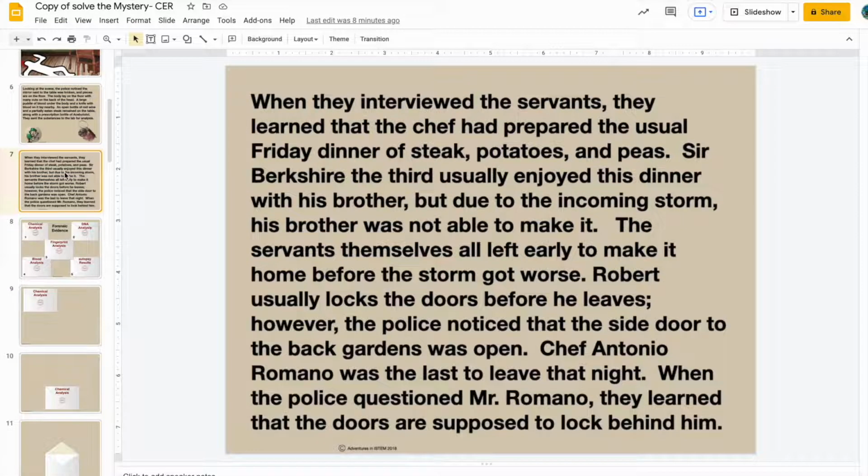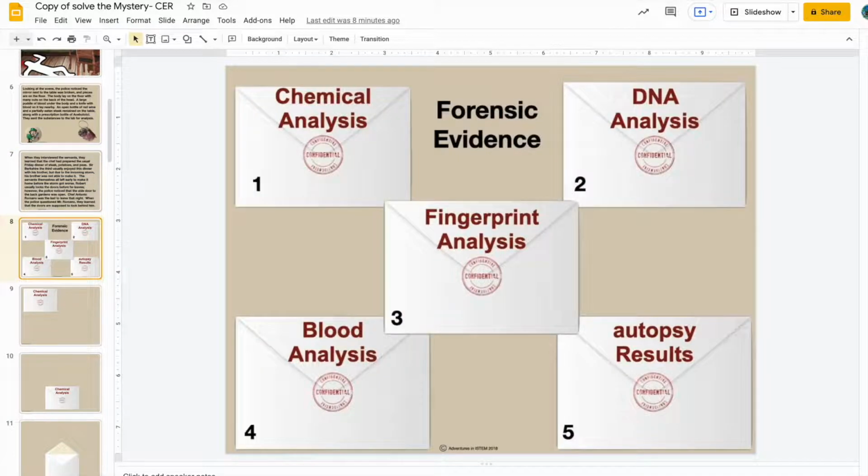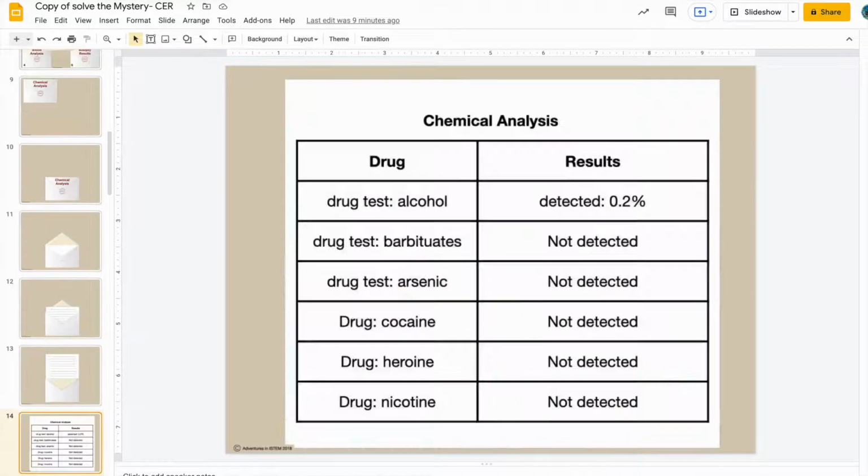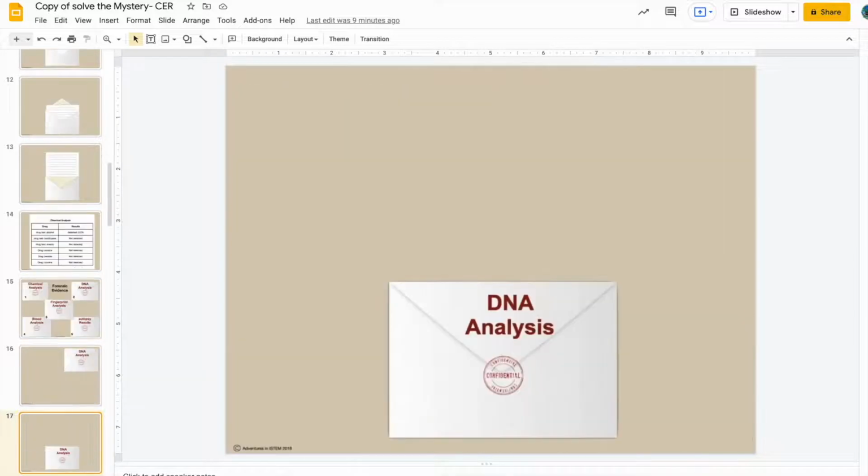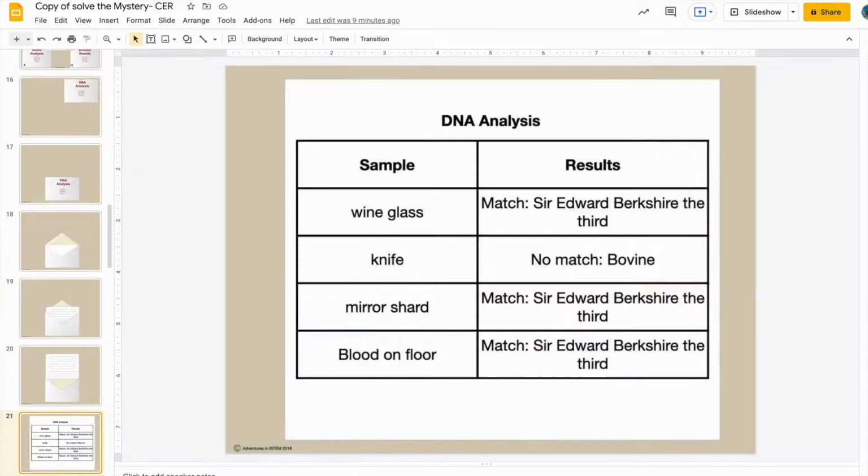And then they get to interview the different people involved, the servant and the brother. And then they're going to look at more forensic evidence. We look at the chemical analysis, fingerprints, DNA, blood analysis, the autopsy report. So they come through here and they're going to be looking at what is detected, what is not detected, the DNA analysis, what it matches.